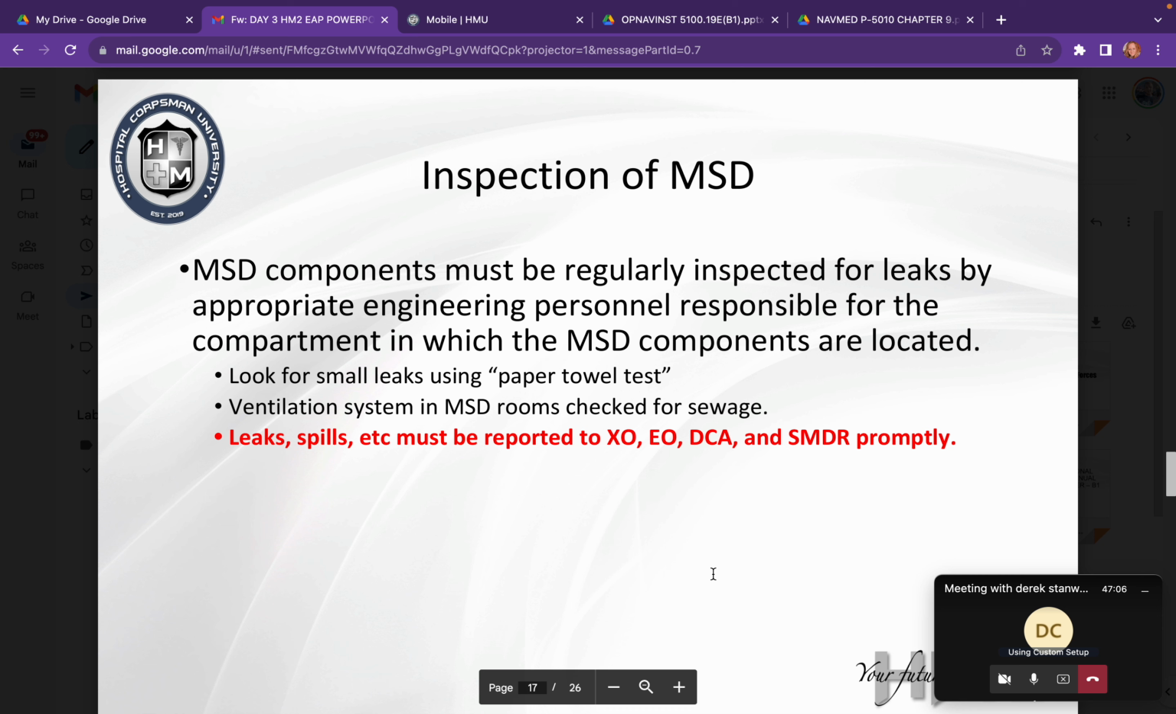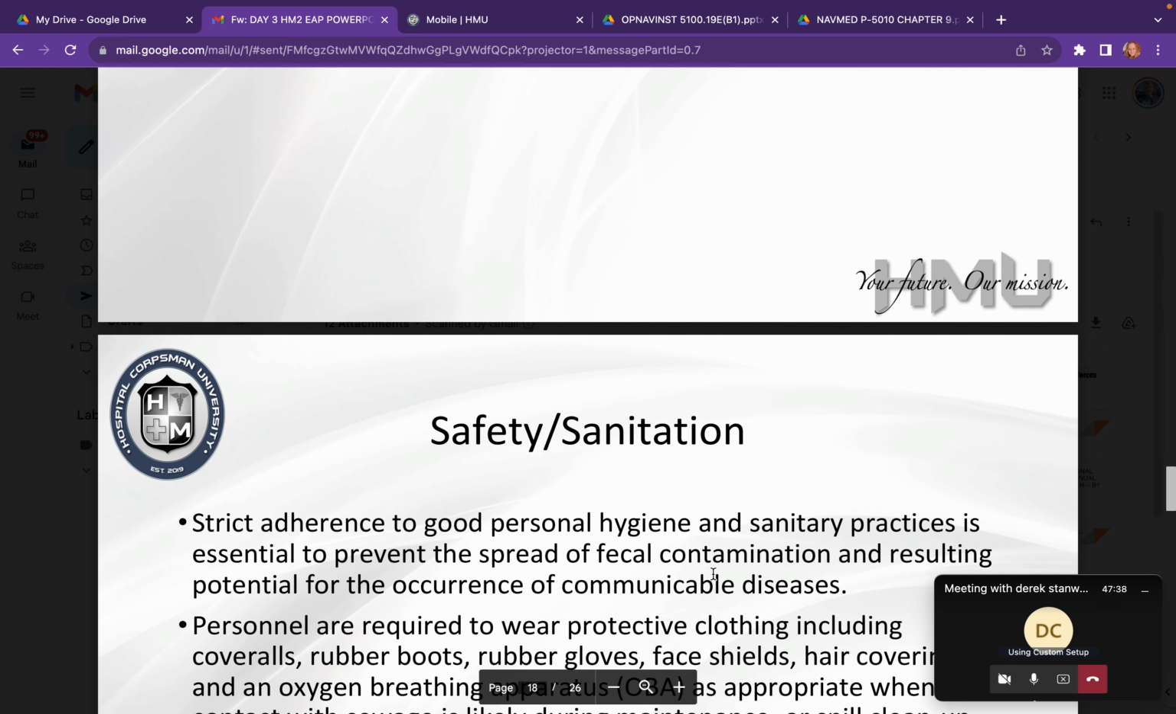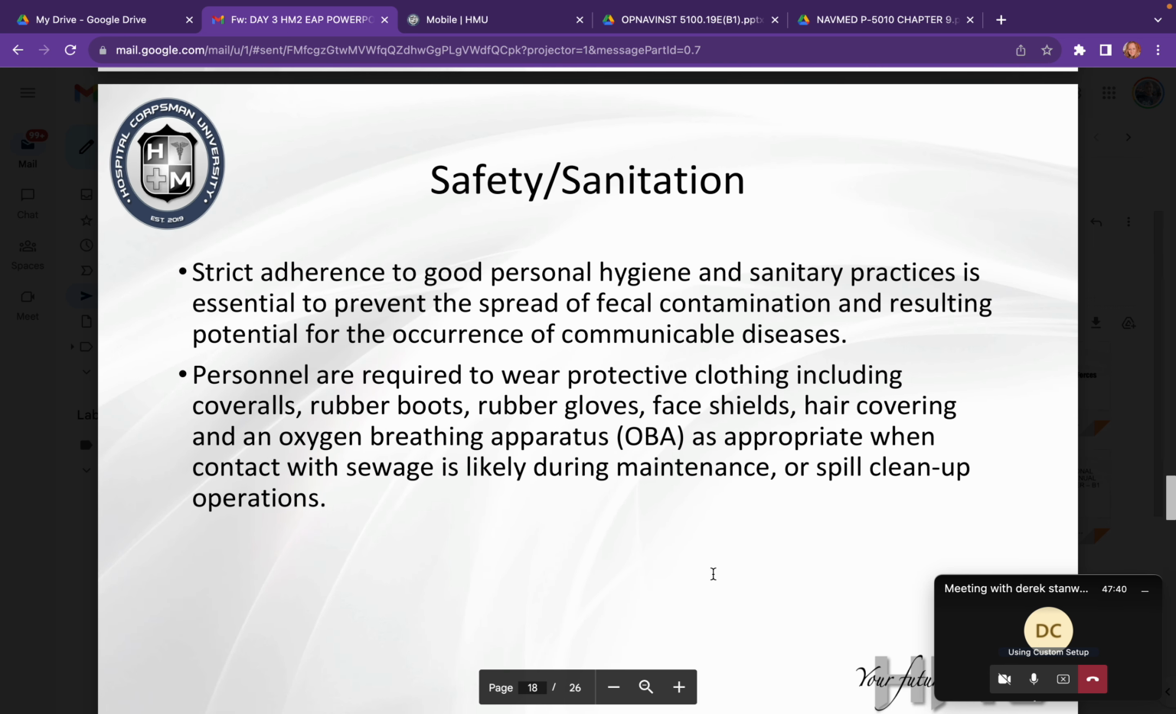Inspection of MSDs continues. MSD components must be regularly inspected for leaks by appropriate engineering personnel responsible for the compartment in which the MSD components are located. Look for small leaks using the paper towel test. Ventilation system in MSD rooms check for sewage, and all leaks, spills, etc. must be reported to the XO, engineering officer, damage control, and SMDR promptly. That stuff needs to be taken care of quickly.